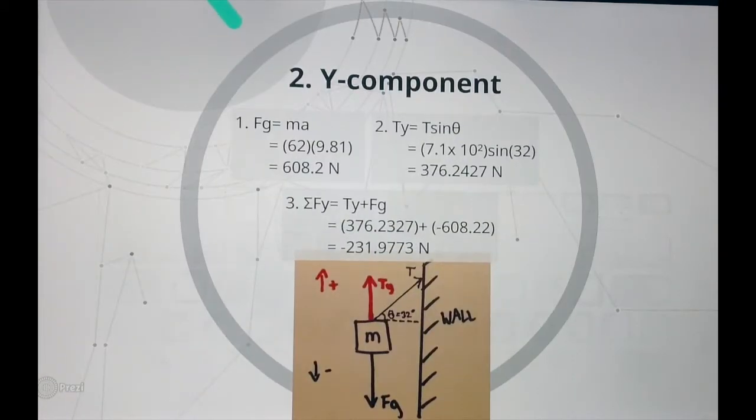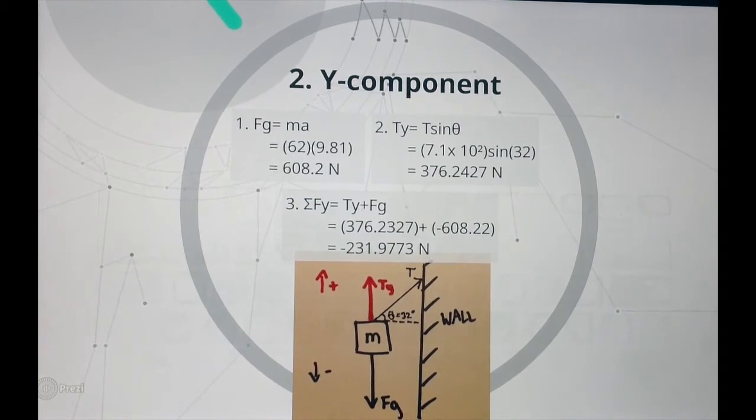Second, you would solve only the y components. To find the force of gravity, we take the mass times acceleration, which gives us 608.2 newtons. Then we find the y component of the force of tension. Since it's a right angle triangle, we know that we could use the tension of the rope times sine theta. This gives us 376.2427 newtons.